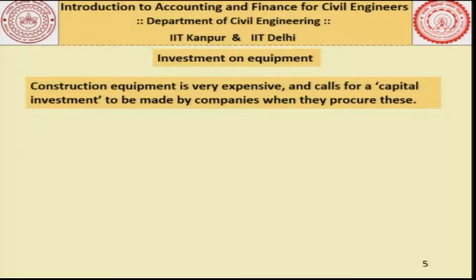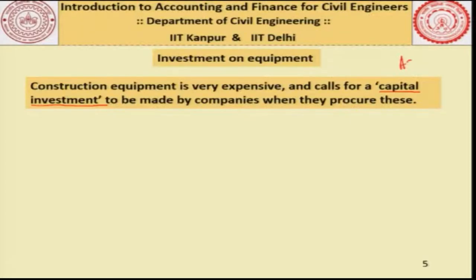So, moving forward, construction equipment is very expensive and calls for what is called capital investment. That is what has to be made by the companies when they procure these equipments. We will talk about assets and liabilities later on in this course, but we should remember that, given the fact that these are extremely costly items, basically these construction equipments are assets as far as the companies are concerned. And different resources are used to procure these assets.